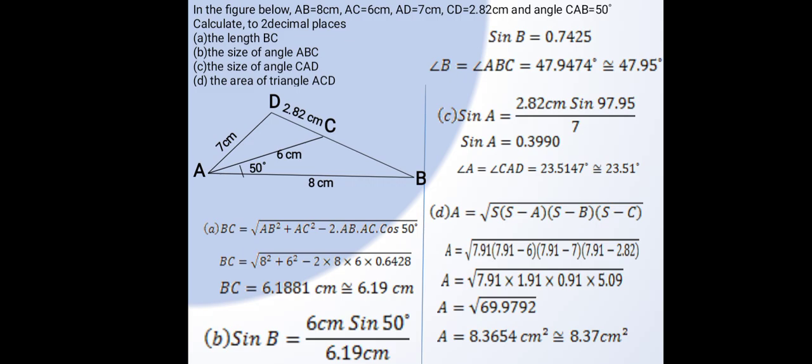And then angle ABC, we can calculate it using the sine rule, and we get it to be 47.95 degrees. The size of angle CAD, we can calculate it using the sine rule still, and we get it to be 23.51. Then the area of triangle ACD, since we know all the sides, we can calculate it using Heron's rule, and we find it to be 8.37 centimeters squared.